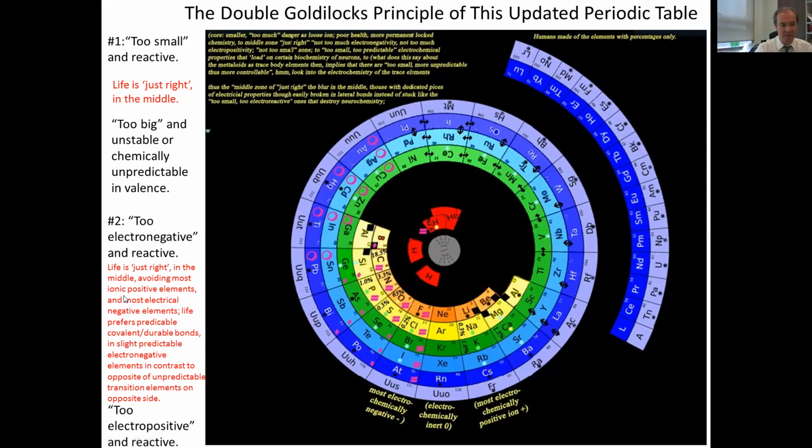It avoids the most ionic positive elements, which are like lithium. Sodium by itself will blow up too, even though you need it as a trace element. Life prefers predictable covalent bonds. Covalent bonds are bonds that lock for life. If another chemical passes by, the elements don't reach out and grab that one. They're really locked because they're sharing electrons. They're not just associated on the surface with an ionic bond.